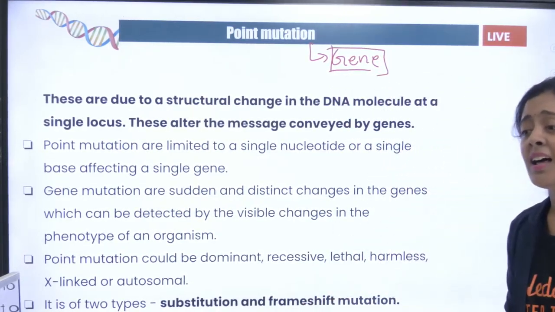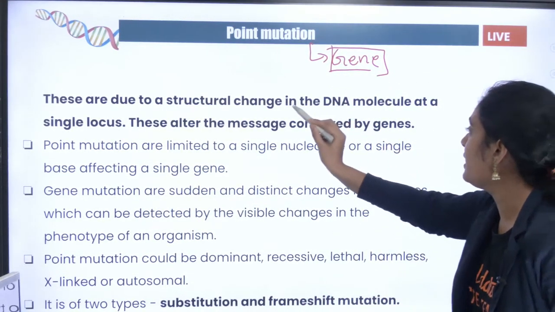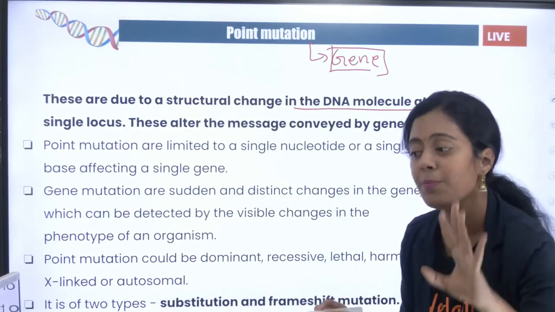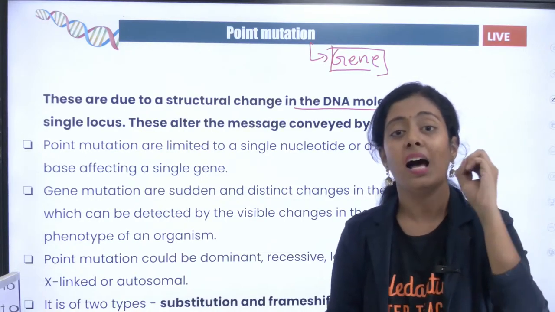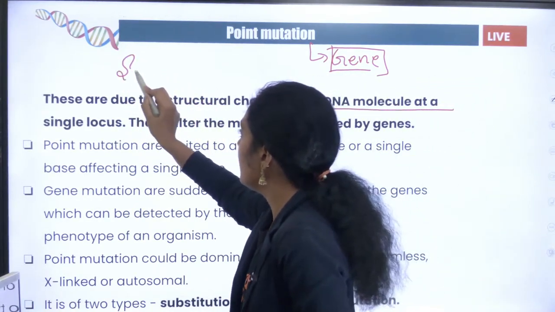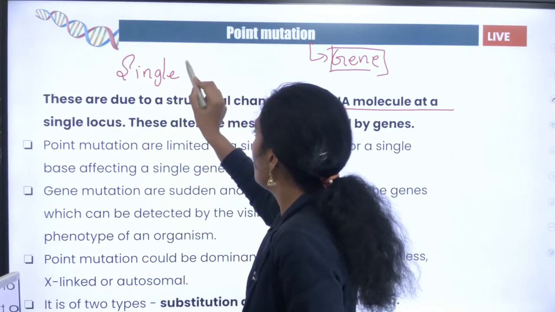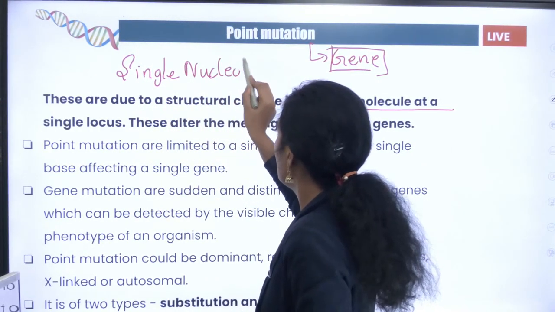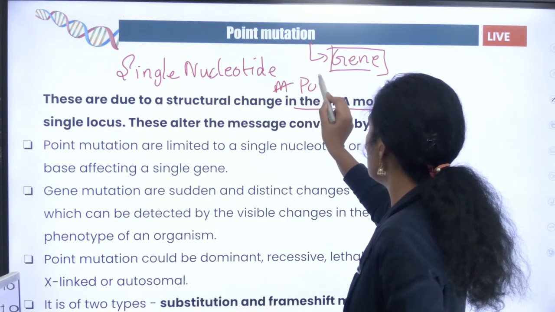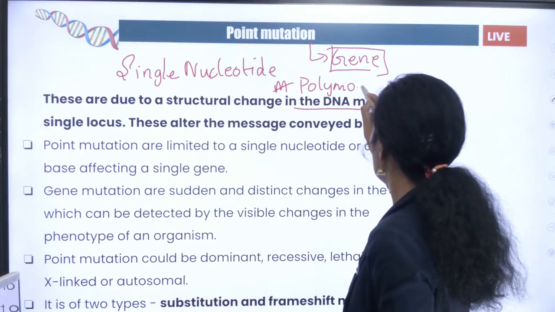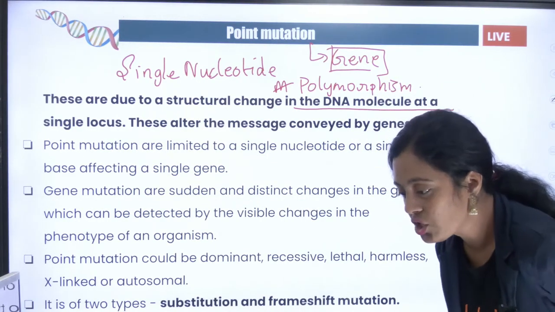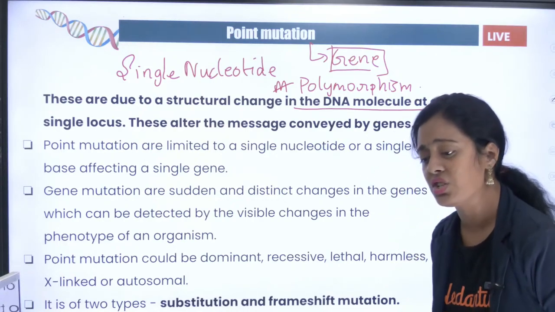Okay, these are due to structural changes in the DNA molecule at a single locus. When there is a change in just one nucleotide or one base pair, we call that a point mutation. There is another name for this point mutation, we call it single nucleotide polymorphism. Okay, single nucleotide polymorphism. Can anyone give an example for point mutation? Yes, deletion, duplication, translocation and inversion.